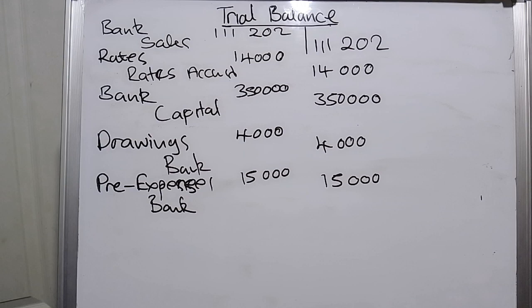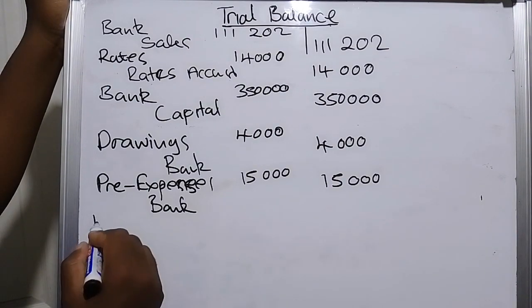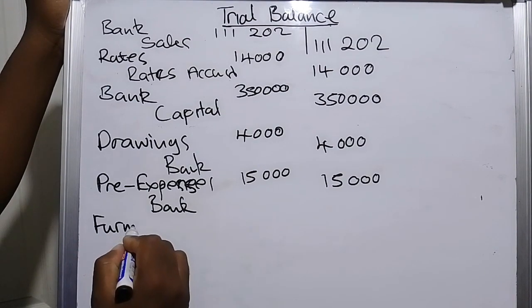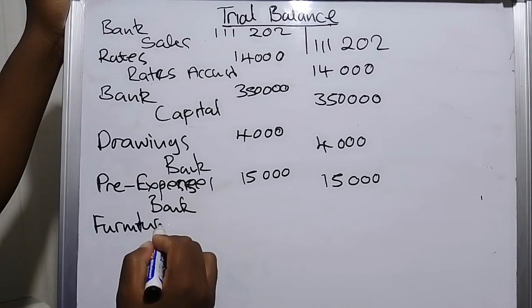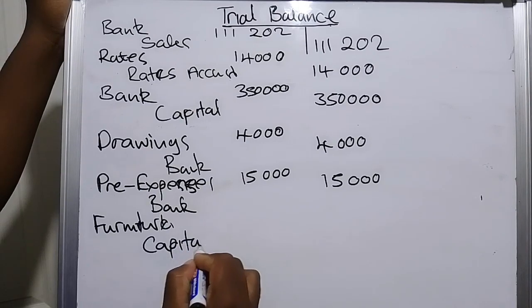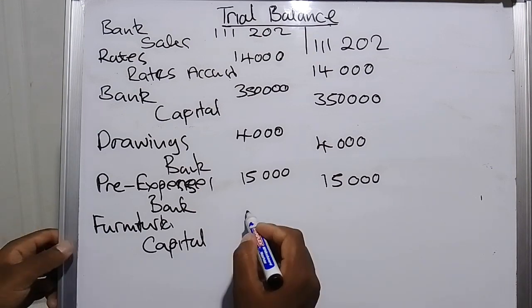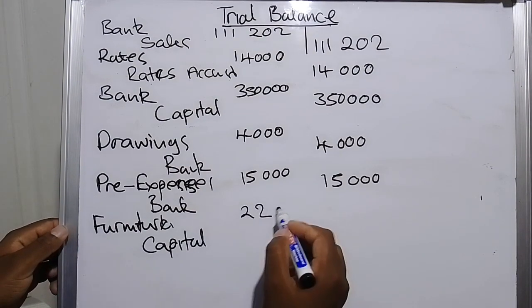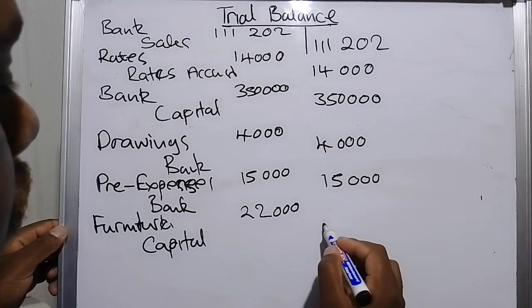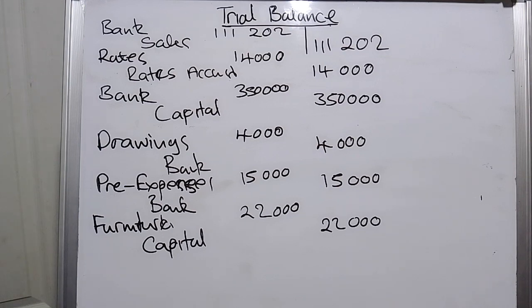The owner contributed furniture worth 22,000. So furniture is an asset that we are going to be using in the business. So we debit furniture and credit capital, $22,000. Then we move on to purchases.